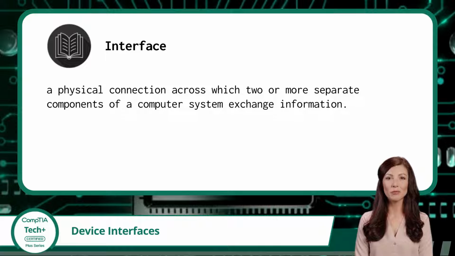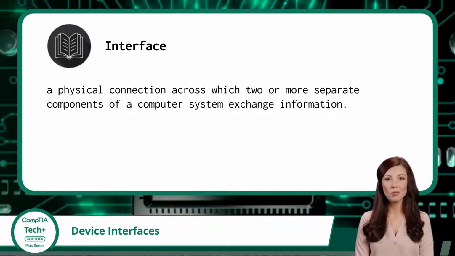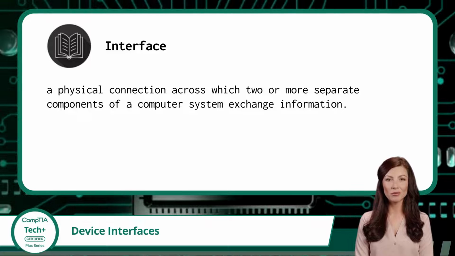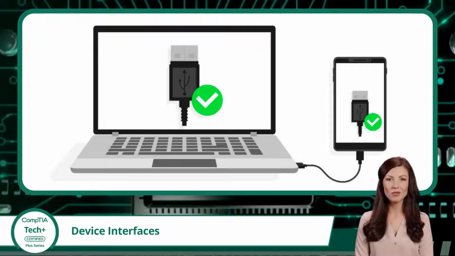When dealing with computing components, an interface is a physical connection across which two or more separate components of a computer system exchange information. Each interface type will conform to a standard. These standards are really what we will be talking about in this exam objective. The interface standards create a uniform way of encoding, transmitting, receiving, and decoding the binary bits being sent from one computing device to another.